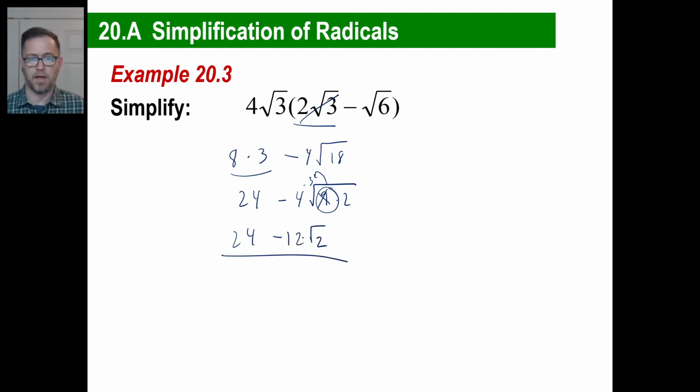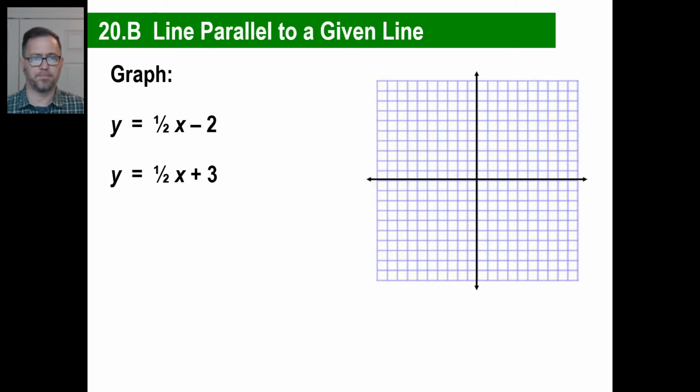Don't try to put these together. Oh, this is going to be 12. 24 minus 12, no, you can't. These are not like terms, so you can't do anything anymore with them. No more simplifying is possible. So that's all you need to do, all right?